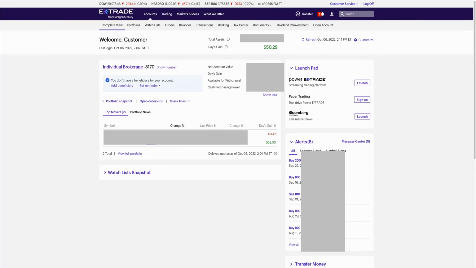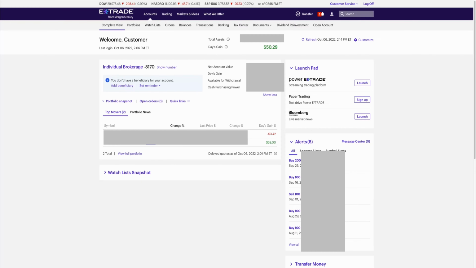Anyway, on the Complete View tab, you can see the total assets, the day's gains or losses, and below that you will have your account number, the account value, day's gain, and the available funds for withdrawal and your cash purchasing power. Last, below you will be able to see the symbol of the stocks, ETFs or assets you have purchased and the change of the day, last price and day's gain. These numbers don't change automatically, so you will have to refresh.